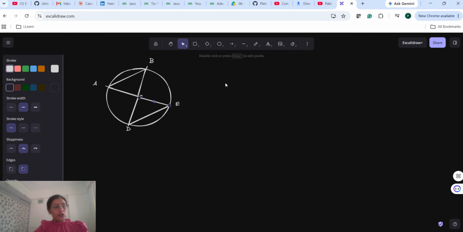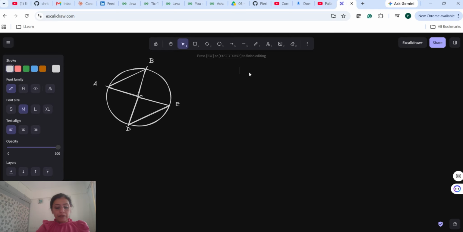So what we have been given here: we have chord AB equal to chord DE, and we know C is the center of the circle. We have been given these 2 things.